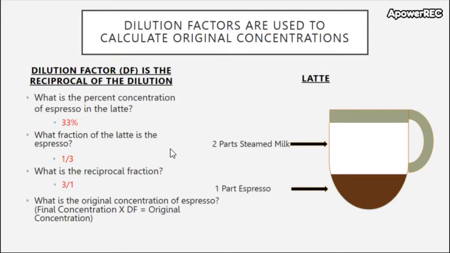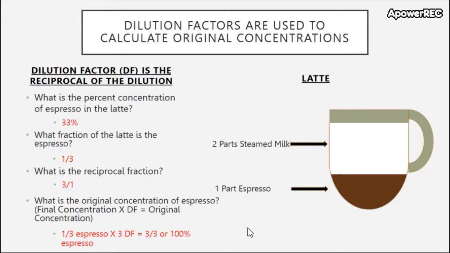Well, it was 100% espresso, right? And we poured it in that cup. We added 2 parts steamed milk. So the formula for calculating the original concentration is the final concentration times the dilution factor. So the final concentration was 1/3 espresso, and we multiply it by the dilution factor, which is the reciprocal of the fraction, 3/1, and that's going to equal 3/3. 1/3 times 3 is 3/3, or 100% espresso.